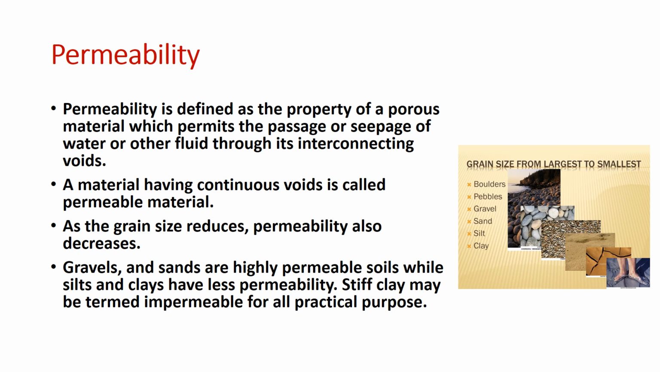And we also know from the grain size analysis, grain size distribution, which we had just discussed earlier, that as the grain size reduces, permeability also decreases. So it means that gravels or sands are highly permeable soils, while silts and clays have less permeability. So basically you will see that clays have the least permeability and gravels the highest, or sands have higher permeability than silts and clays.